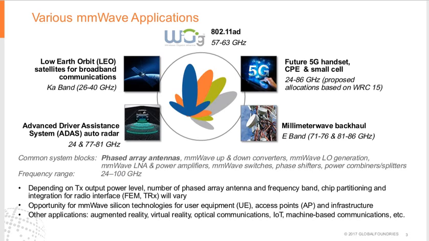For millimeter wave, there are many applications like WiGig and also low Earth orbit satellite communication, advanced driver assistance systems for auto radar, the 5G handset, small cells, millimeter wave backhaul, and other potential applications such as augmented reality and virtual reality, optical communication, and so on. And for this phased array, there are some common blocks like front-end antenna, and then switch, power amplifier, LNA, and then power combiner, splitter, and so on.